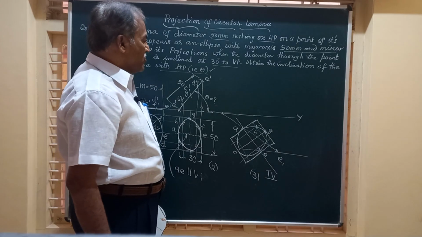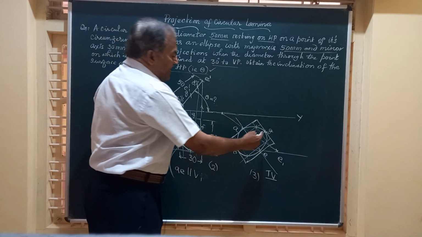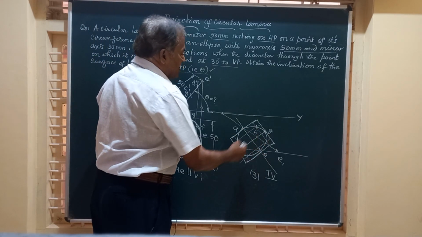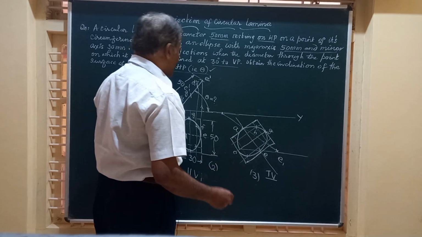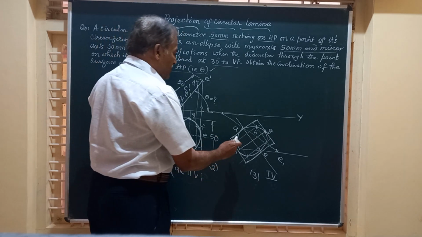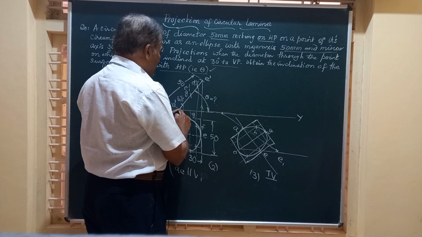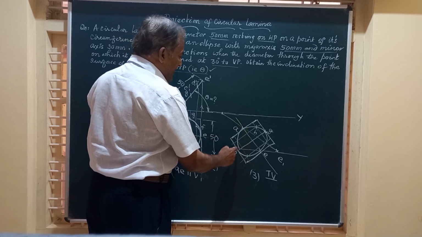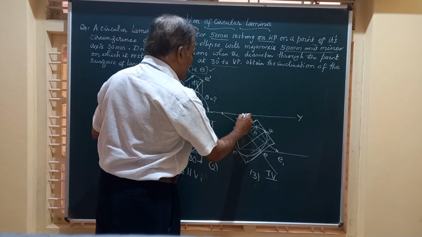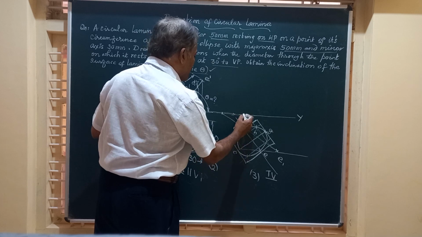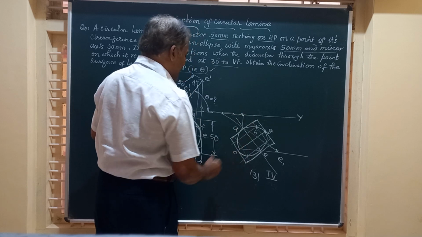So friends, let us locate the points. There are 8 points, A to H. Let us locate them one by one and see how we get the figure. So now I should get A. A dash is on XY. Horizontal from A dash, vertical from here. They meet at this point. I will call this point A.